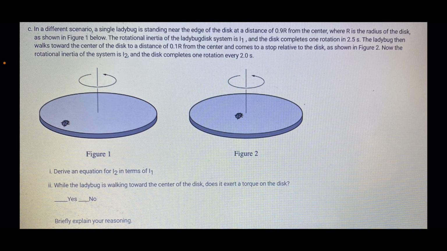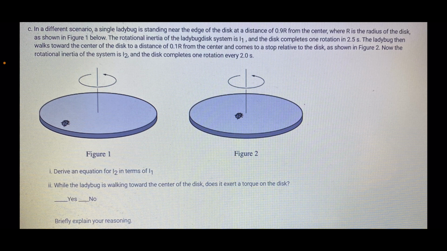The second part of Part C asks if the ladybug exerts a torque on the disk when it is walking towards the center. The answer I put was that it did not, which is wrong. The reason I put this answer is because I assumed that since the ladybug was walking towards the center of the disk, it was also applying a force in the direction towards the center of the disk. Because the force is not perpendicular to the radius, it would then be deduced that there was no torque. However, a torque is actually applied by the ladybug.